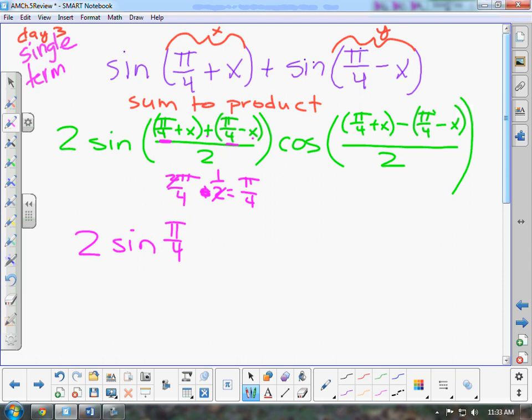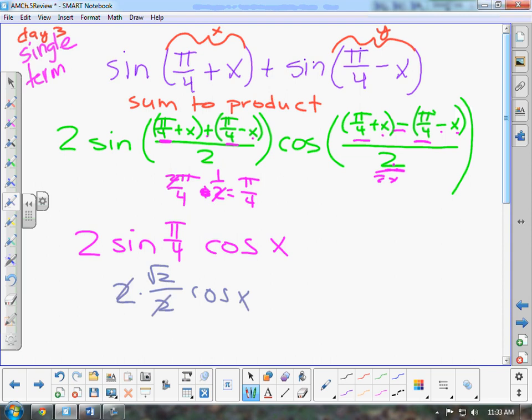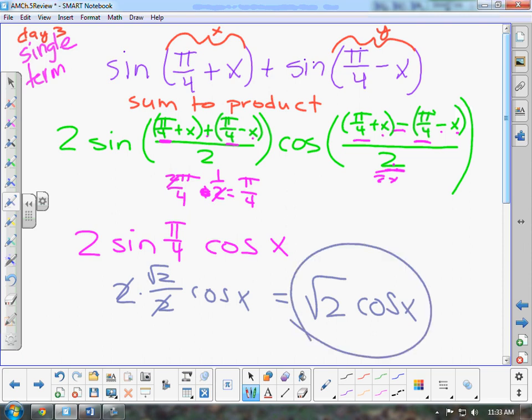On the cosine one, pi over 4 minus pi over 4 is 0. Divided by 2 is still 0. And then x minus negative x would be a positive 2x. Divided by 2 is x. So cosine of x. And then we know that sine of pi over 4 is the square root of 2 over 2. When you multiply that by 2, the 2's get divided out, and you're left with the square root of 2 cosine x. And now this is our single term again.